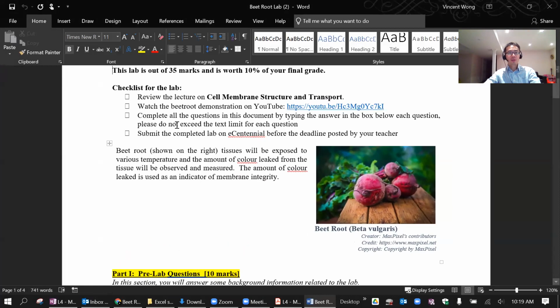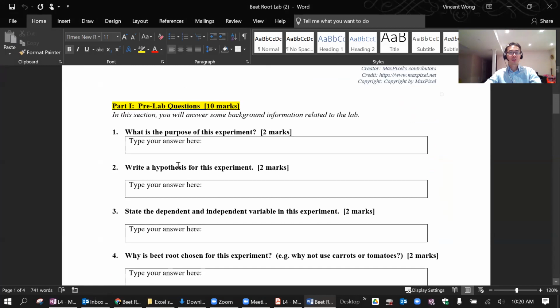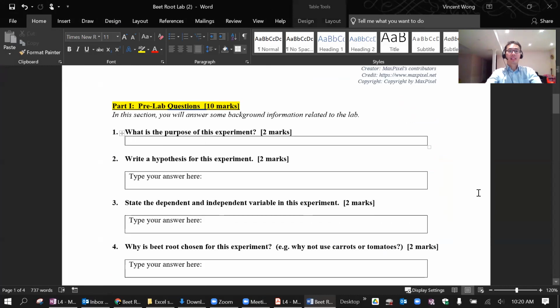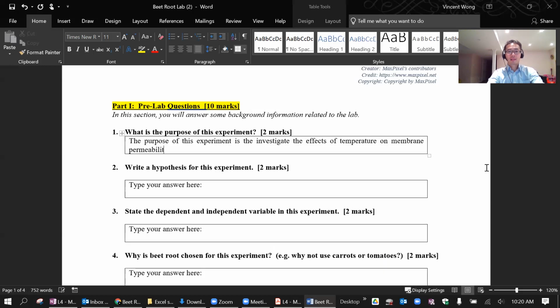Okay, so all you have to do is, again, it's related to cell membrane structure as well as scientific methods. You can watch this video. It's the same link on the website, and then you complete all the questions here. So the first question: what is the purpose of this experiment? You type the answer in the box. Like this: the purpose of this experiment is to investigate the effects of temperature on membrane permeability. So there, I've given you the answer for the first question. So everybody should get 2 marks.